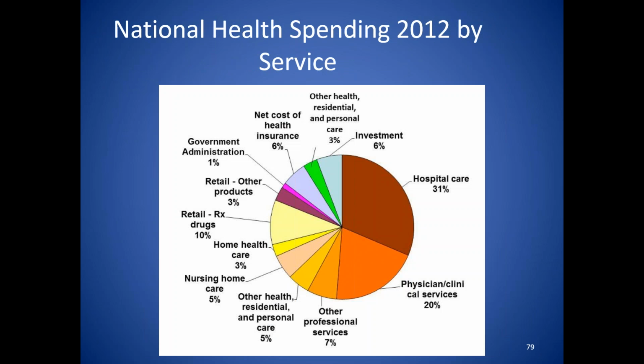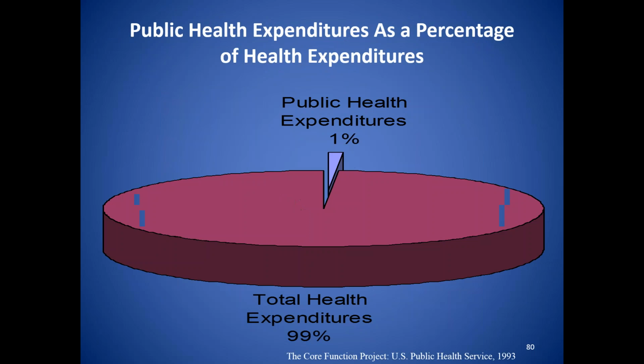What do we do with the money? As you can see in this illustration, the primary activity is invested in hospital care, almost a third of total costs, followed by physician clinical services. Where does public health fit into this?